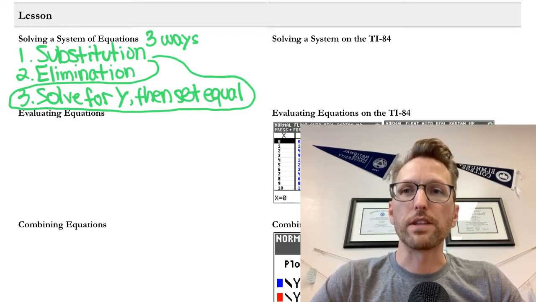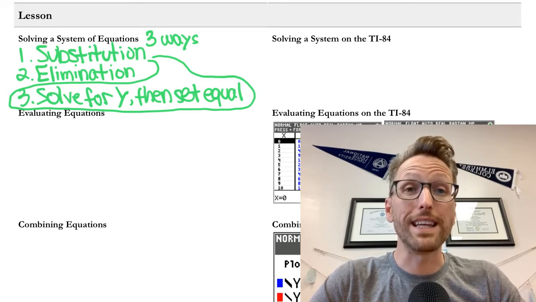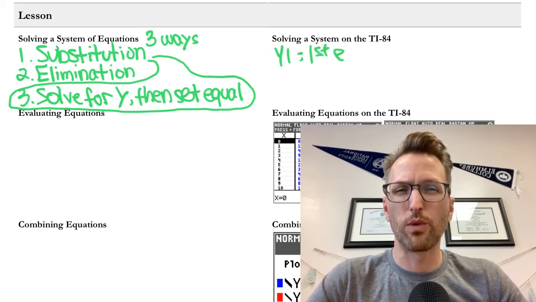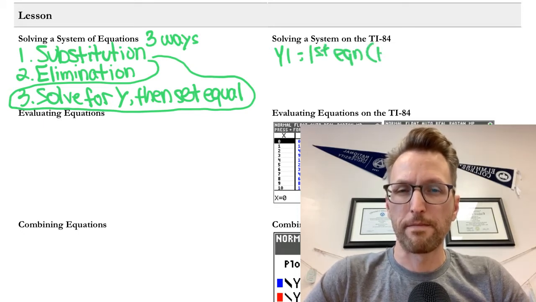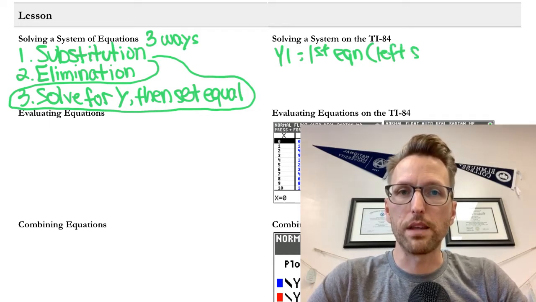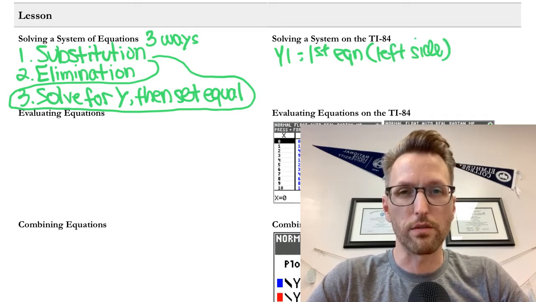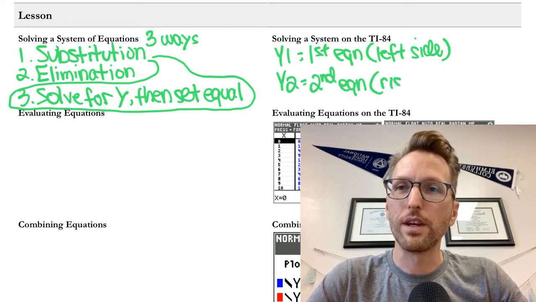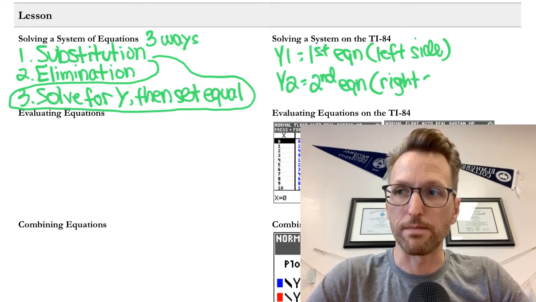Now, how do you solve a system of equations on the TI-84? Well, we let y1 be the first equation, or the left side of the equation, and let y2 be the second equation, or the right side of an equation. Basically, if there are no y values, then you have a left and right side of the equation.